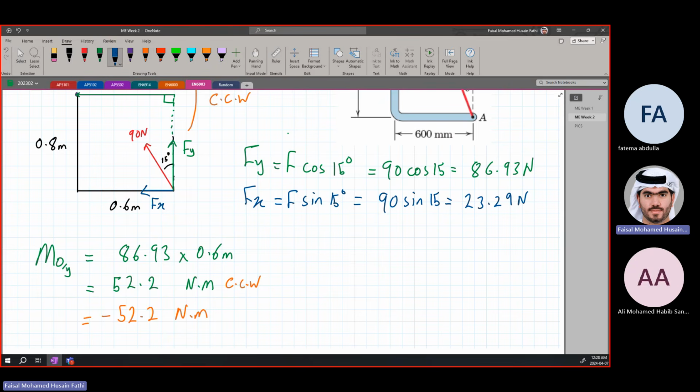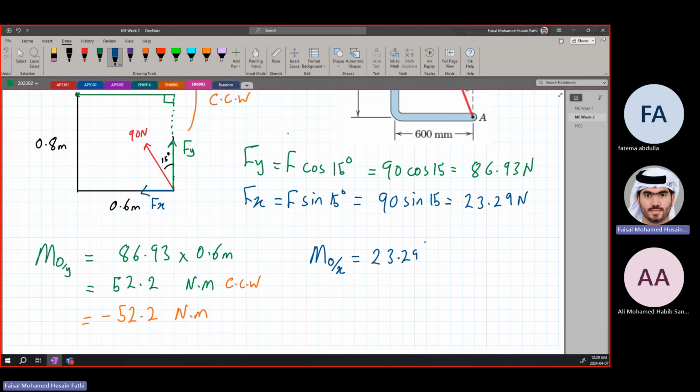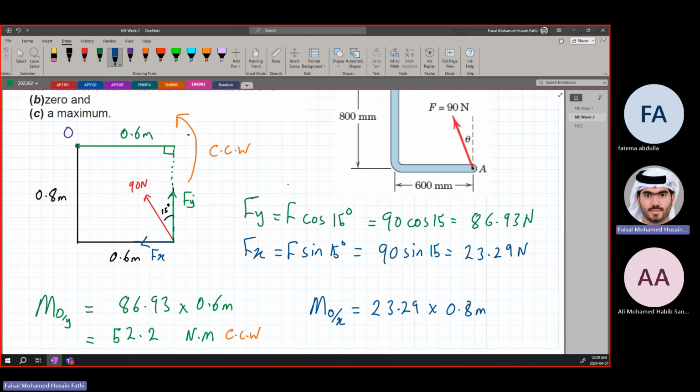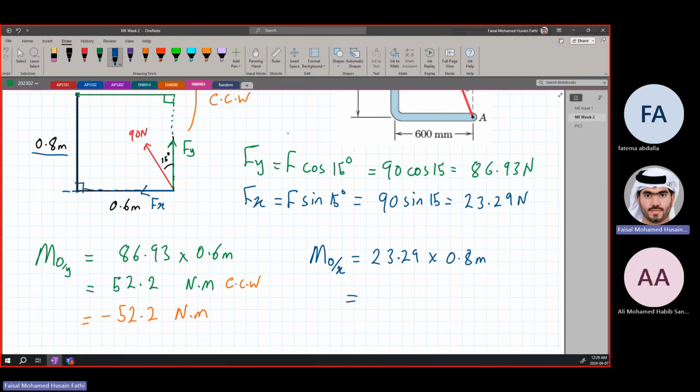Same thing we will do for X now. The moment around O due to X is going to be equal to 23.29 times 0.8 meters, which is the perpendicular distance. How? Because if we extend this, the distance over here is the perpendicular distance with Fx, which is 0.8. So we find that the moment due to x is going to be 0.8 times 23.29, which is 18.6 Newton meters.